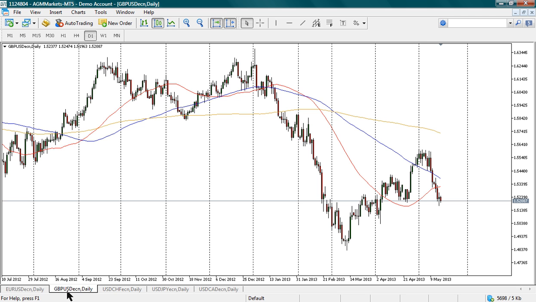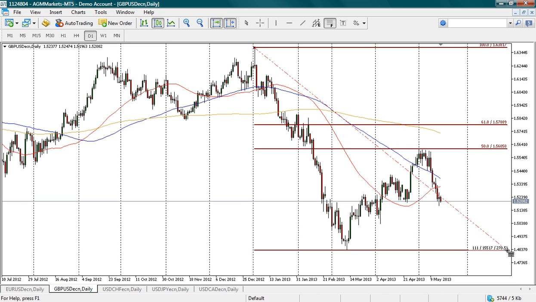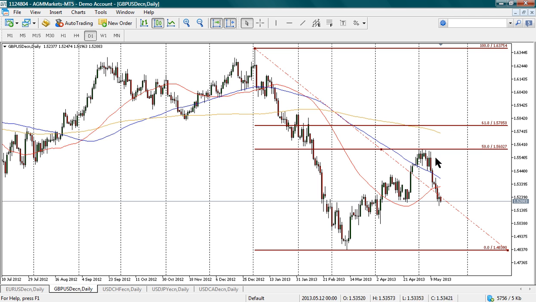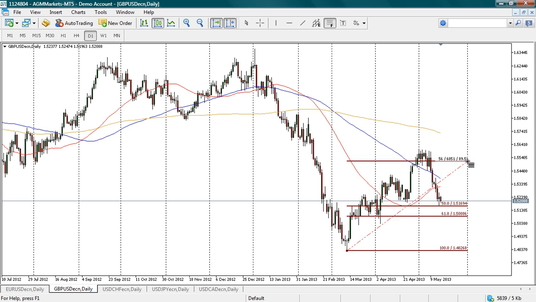Let's have a look at the cable chart. Similar story really to the euro dollar. We have the big fib there. This is on the daily. Sellers coming in at the 1.56 handle, which is the 50% retracement. Surprise, surprise. And you also have the bullish fib, so from the lows to the highs.